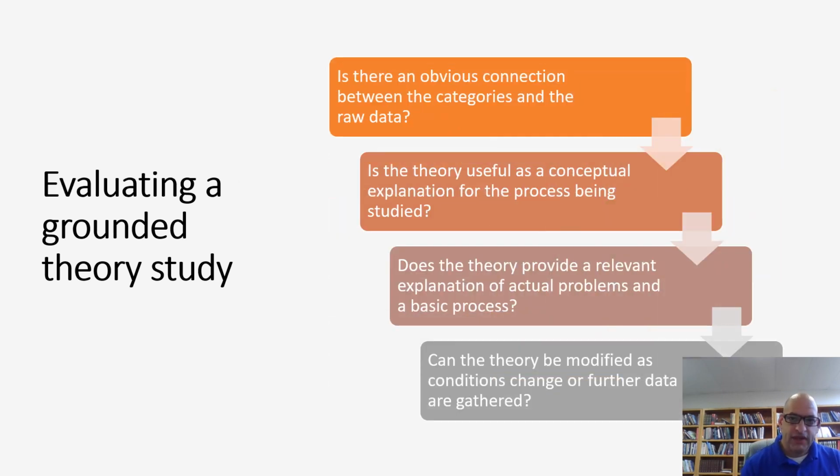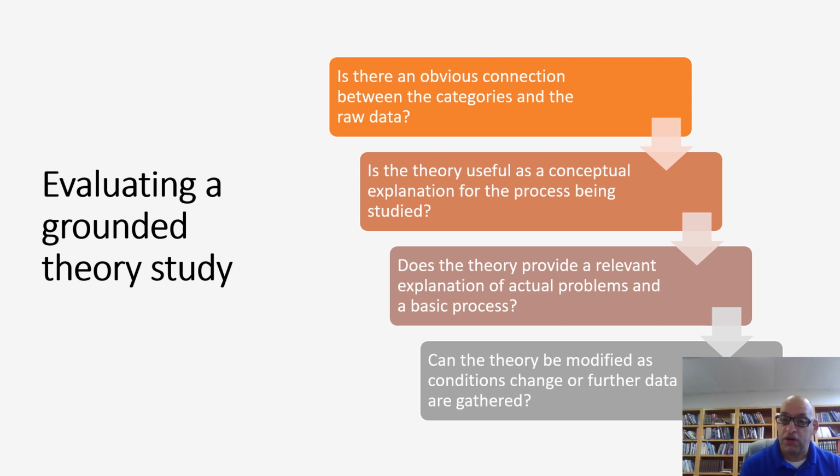So is there an obvious connection between the categories and the raw data? This is how I'm going to evaluate what we call grounded theory. Is there a connection between categories and the raw data? Number 2, is the theory useful as a conceptual explanation for the process being studied? So can you see it unfold is another way of describing that.